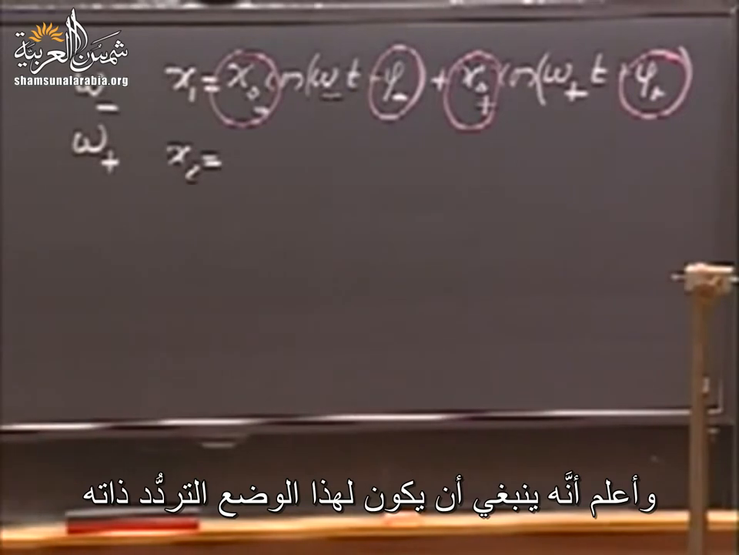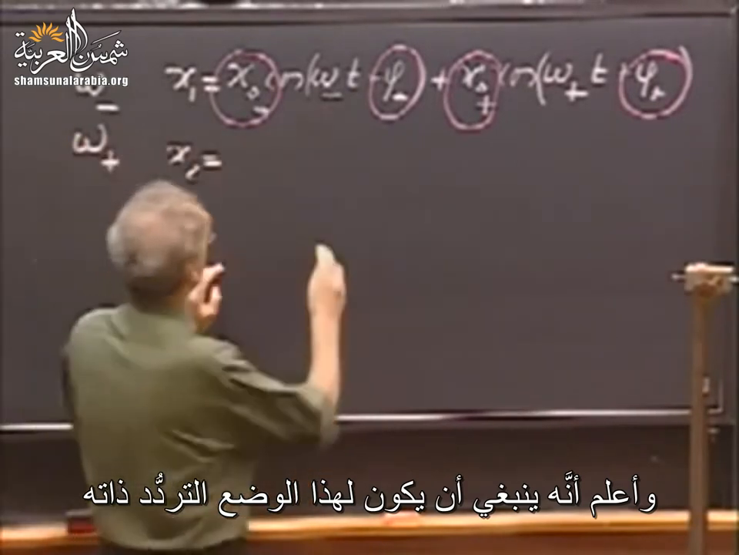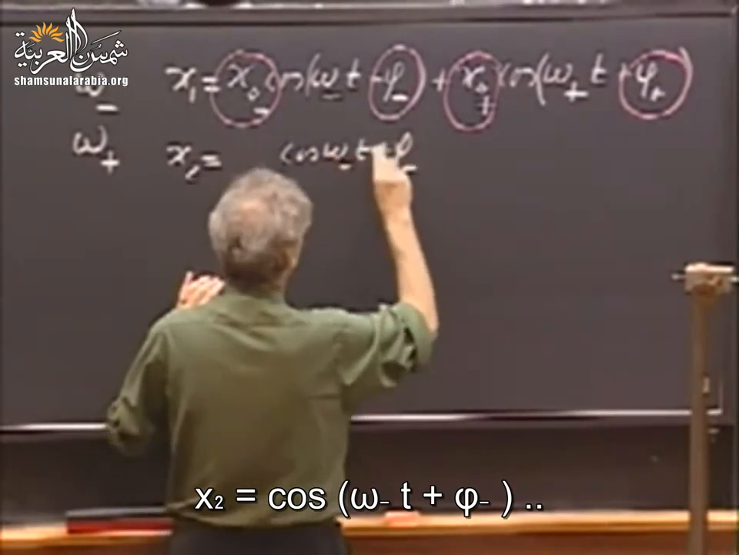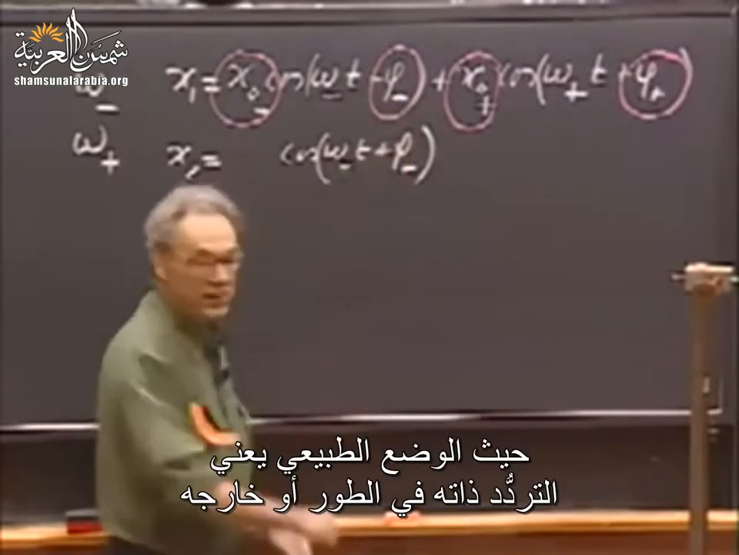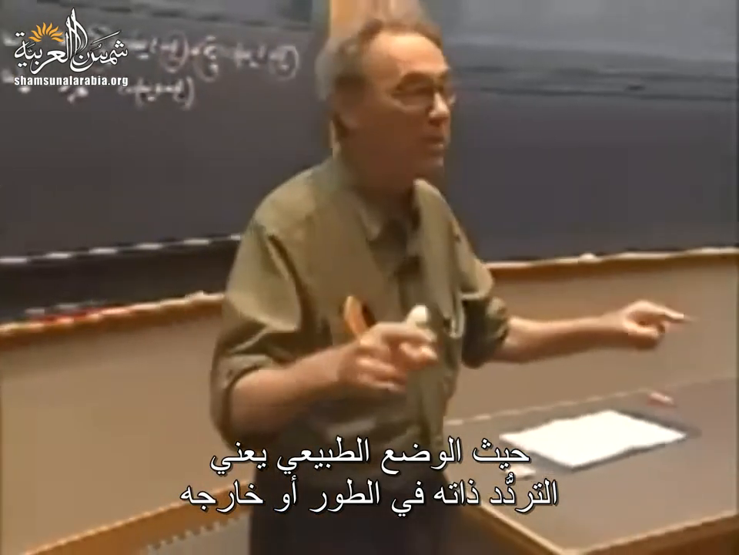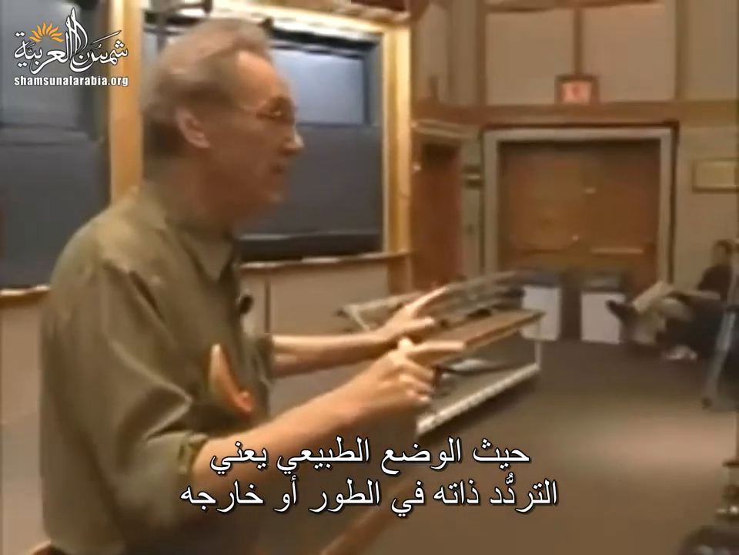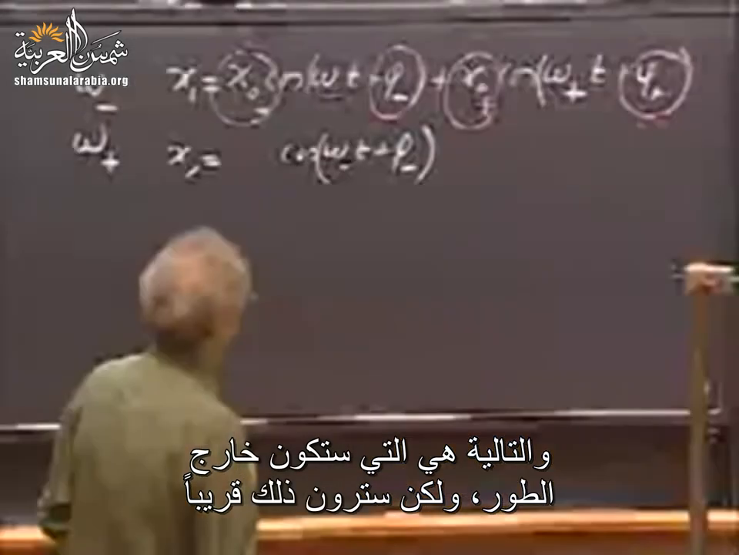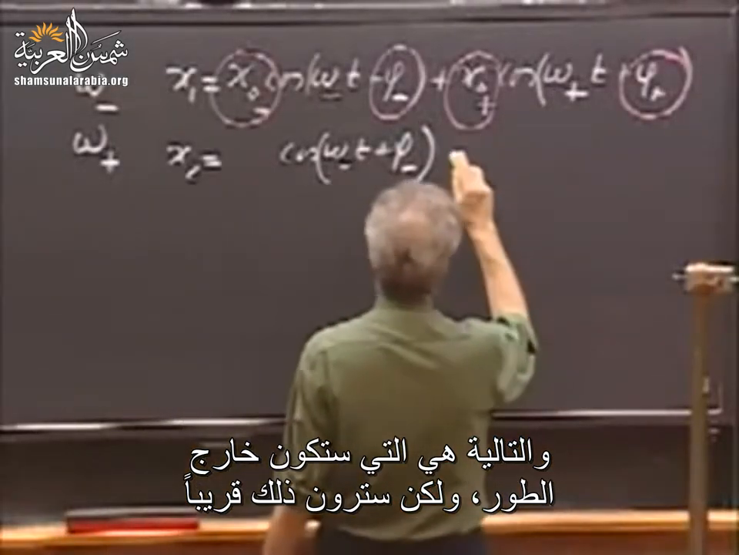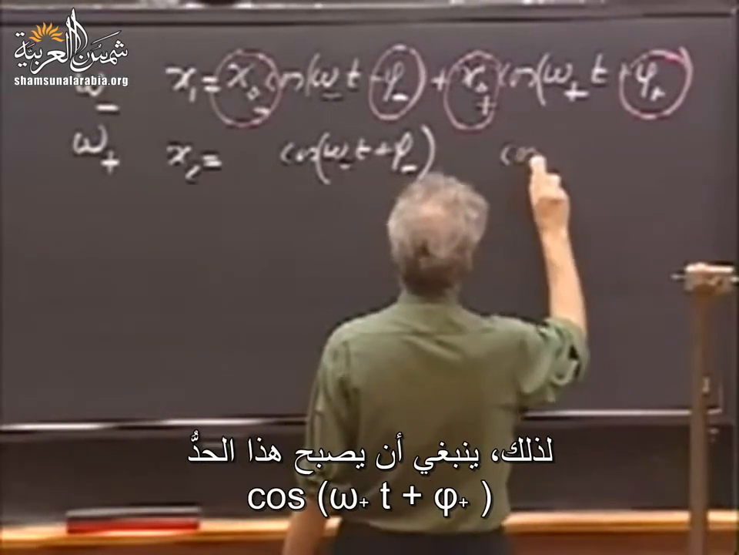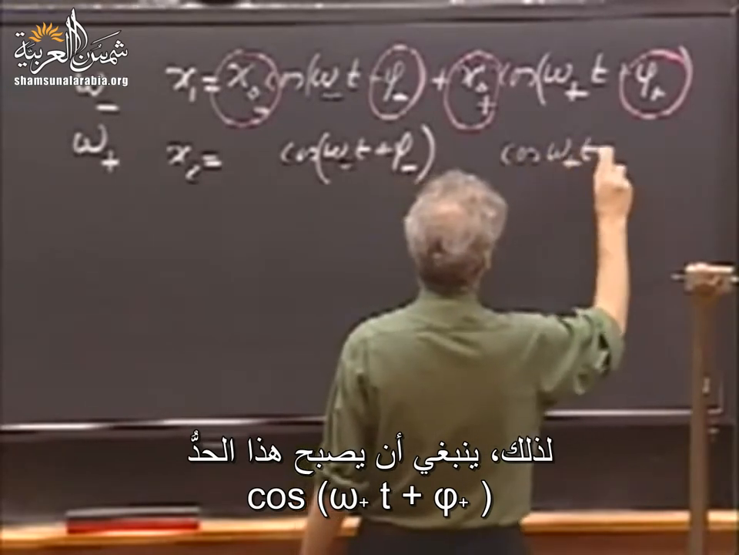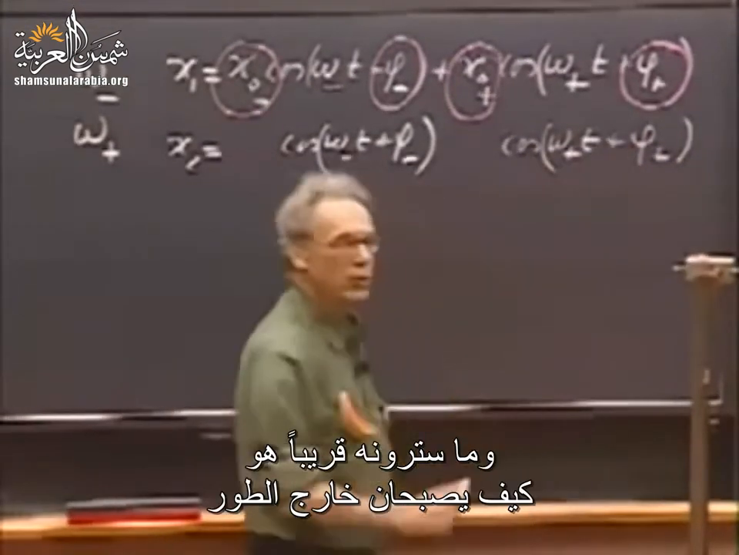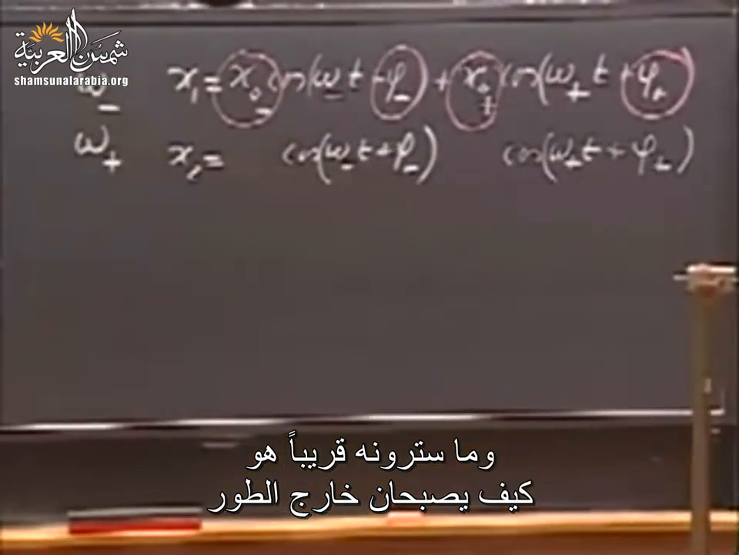And I know that in this mode, it must have the same frequency, so there must be here a cosine omega minus t plus the same, exactly the same phase, because I told you, normal mode means same frequency in phase, or same frequency out of phase. And it is the next one which is going to be out of phase, but you will see that shortly. So this term must become omega plus t. For now, I will say plus phi plus, but you're going to see how the out of phase comes in very shortly.